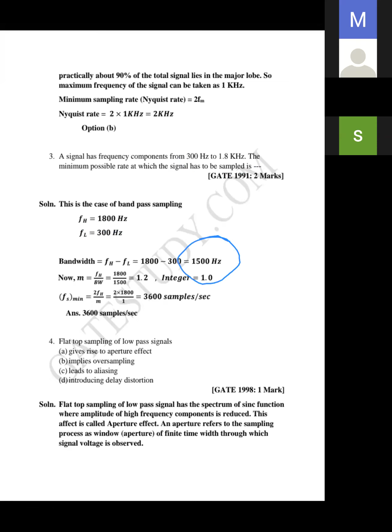Then M is given by the formula M is equal to FH by bandwidth. Because they ask for the minimum possible sampling rate, Fs minimum is given as 2FH by M.